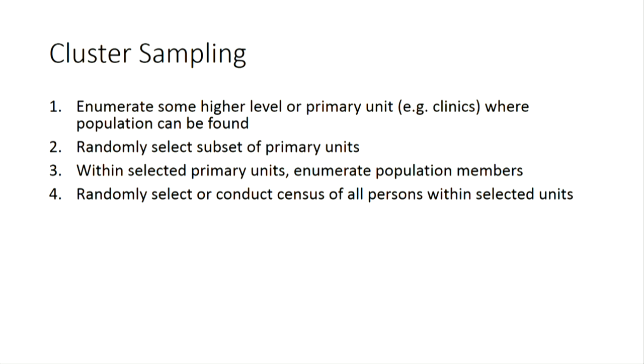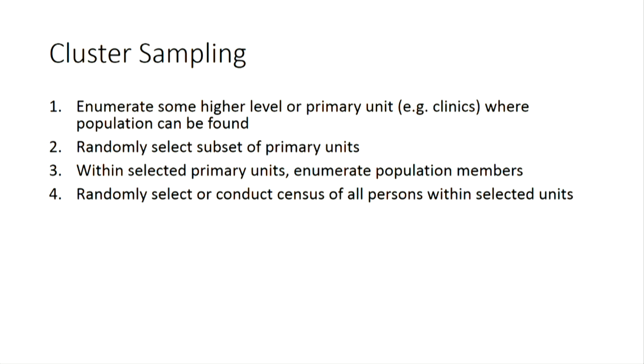You can't enumerate your entire population to draw a sample from. But you can identify some higher level unit that they're a part of, what we typically call a primary sampling unit. That can be clinics that cancer patients go to. It could be primary care clinics in a particular state, or it can be a geographic area. And once you enumerate the higher level units, you can randomly select a subset of those primary sampling units.